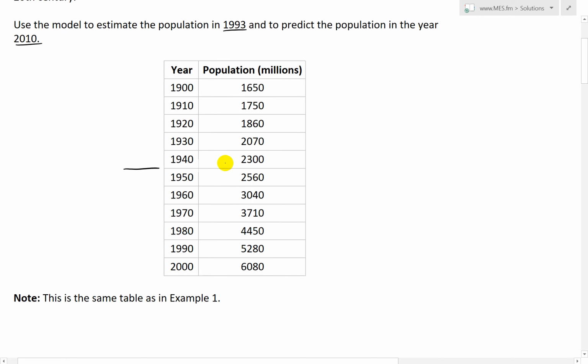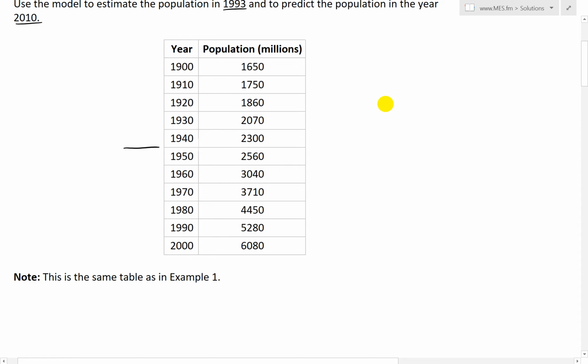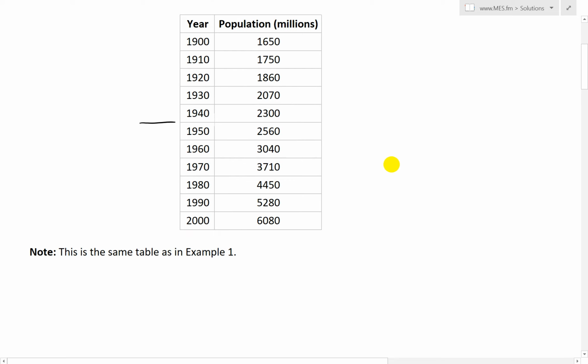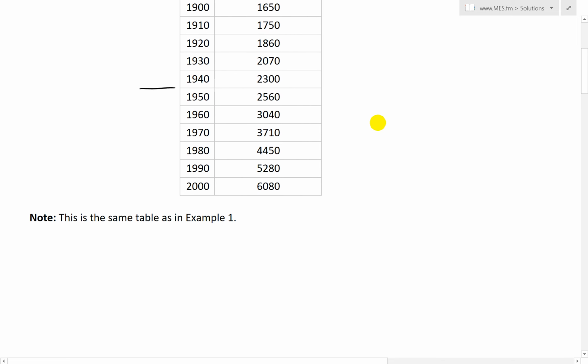And just to recap on this, the population of the world was about 1.6 billion. This is in millions, or 1,650 million people in 1900. In other words, 1.6 billion, and then in 2000 it's about 6 billion, and we'll get to 2010 in a bit as we get through this example.